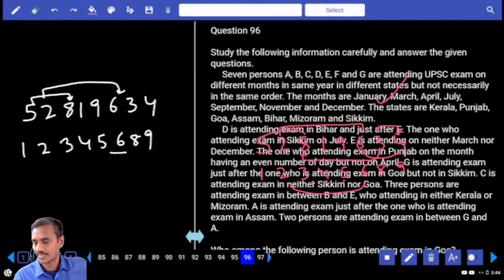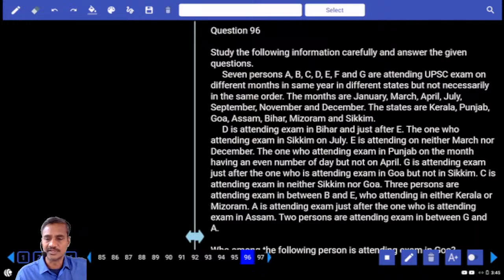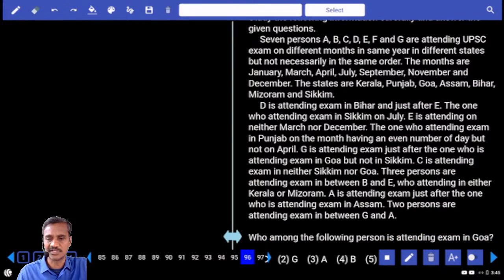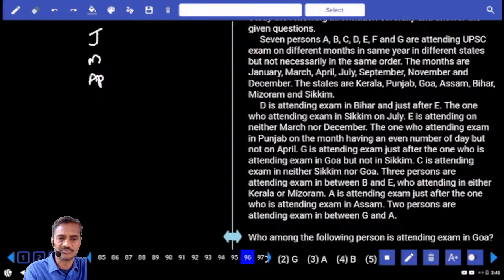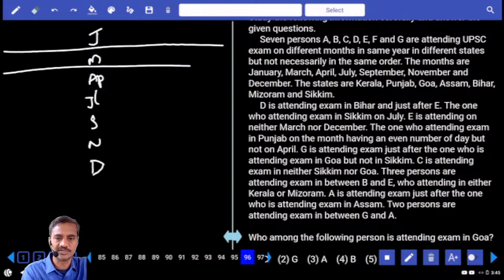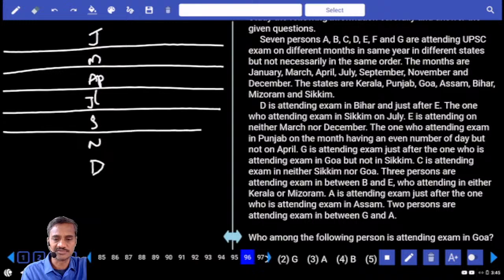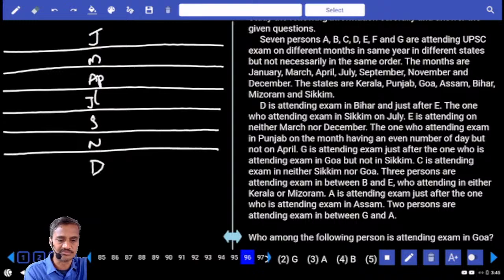The next one, 96. Now this is 96 to 100. There are 7 persons attending the UPSC examination in different months in the same year, but not necessarily the same year. The months are January, March, April, July, September, November, and December.